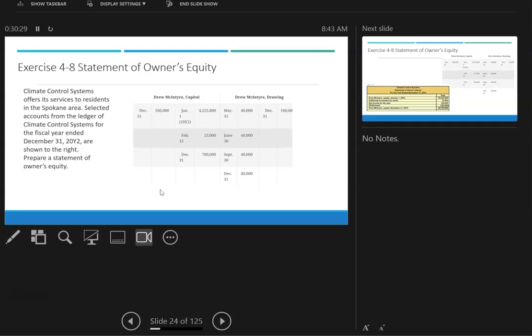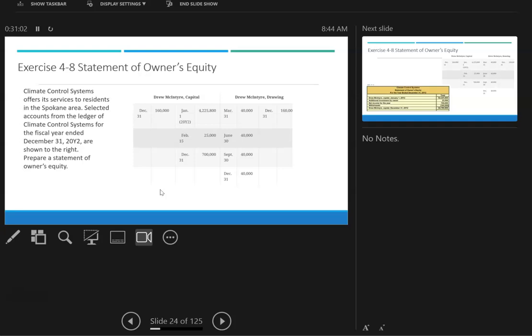we've got the capital account. We show it began with $4,225,800. Do you see that? Then it looks like something happened, something increased the capital account on February 15th, which was probably an investment. Wouldn't that make sense? And then do you see on December 31st, something increased it? That was probably the net income, right?